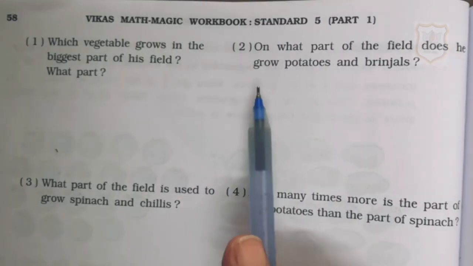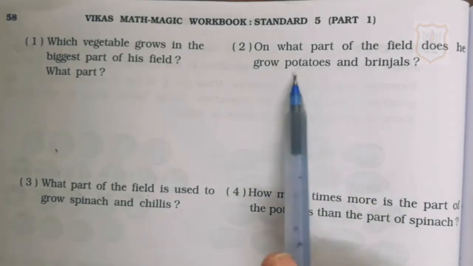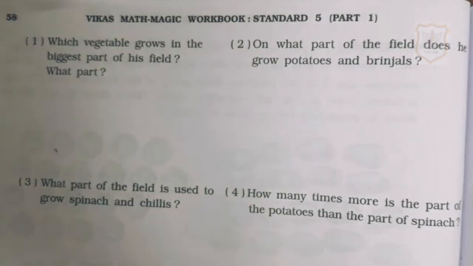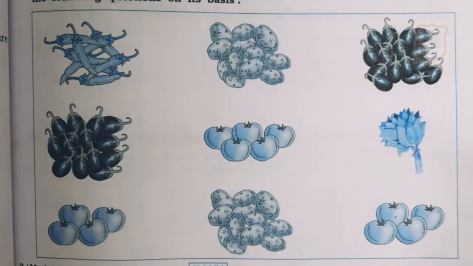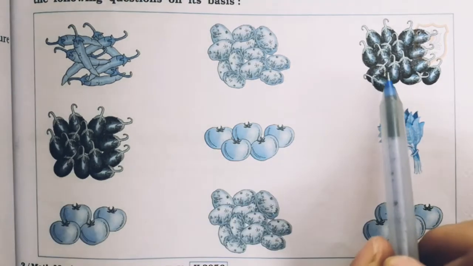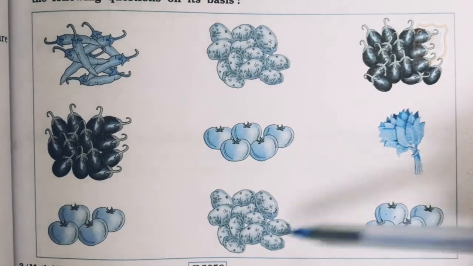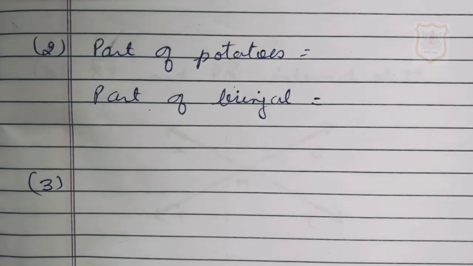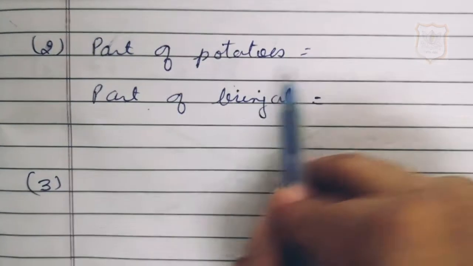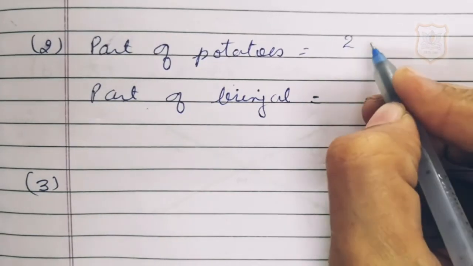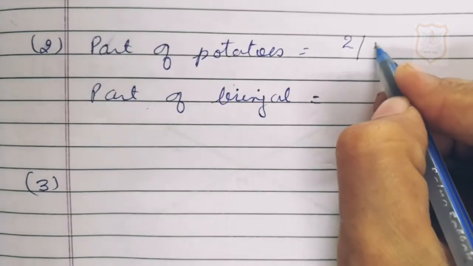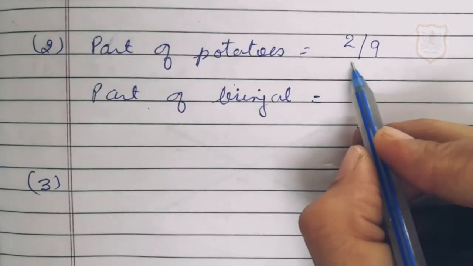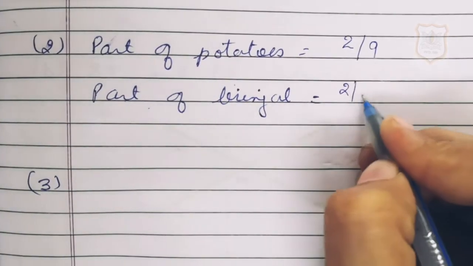Now second part of question number 12. On what part of the field does he grow potatoes and brinjals? Now we have to find out on what part of the field he grows potatoes and brinjal. Students, in the picture you can see that out of 9 equal parts he grows brinjal in 2 parts and potatoes also in 2 parts. So students, in the solution for second part of question number 12, for the part of potatoes in the numerator we will write 2, as in 2 parts potatoes is grown, and in the denominator we will write 9, as 9 are the total parts. So the part of potato is 2 by 9 and part of brinjal is also 2 by 9.